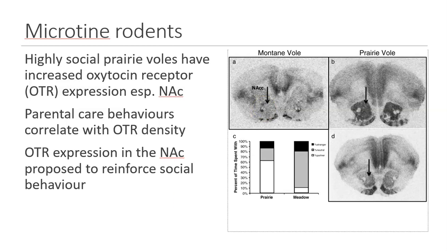And then we also see that parental care behaviors are correlated with this oxytocin receptor density. So the more dense the oxytocin expression, the more parental care behaviors we see. And as well, oxytocin expression in the nucleus accumbens is proposed to reinforce this social behavior.